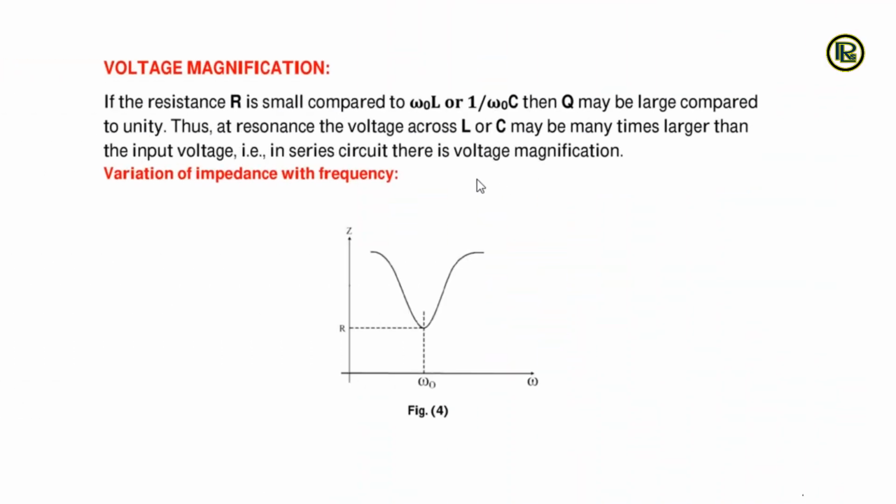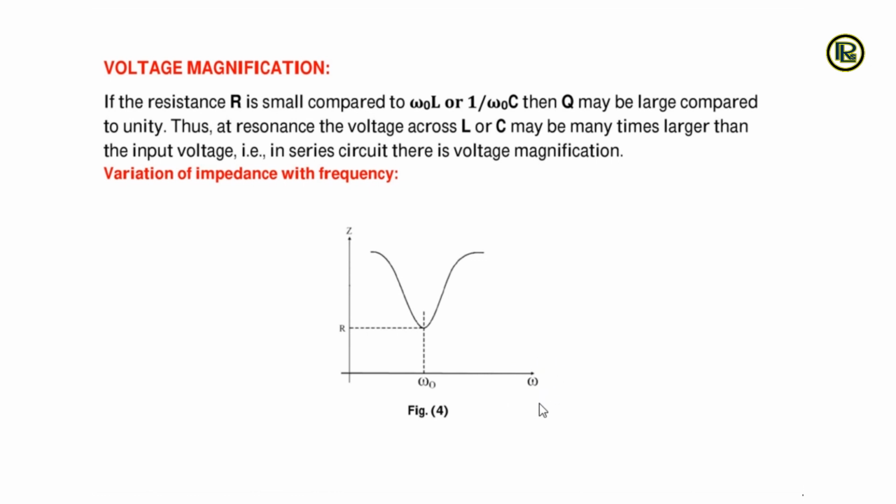Now here I want to show you, as the current increases or gets magnified, what happens to the impedance of the circuit with the frequency of the input source. Along this x-axis we have the frequency, and here we have the impedance. And what we find is that impedance becomes least at the resonance frequency, and that least value is the resistance R applied to the circuit. So the impedance decreases, becomes least, and then again increases with the variation of the frequency of the input source.